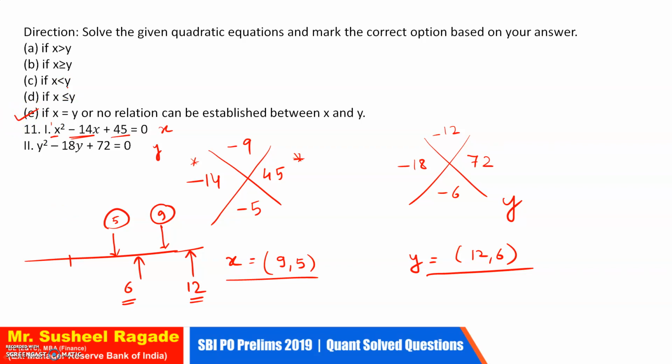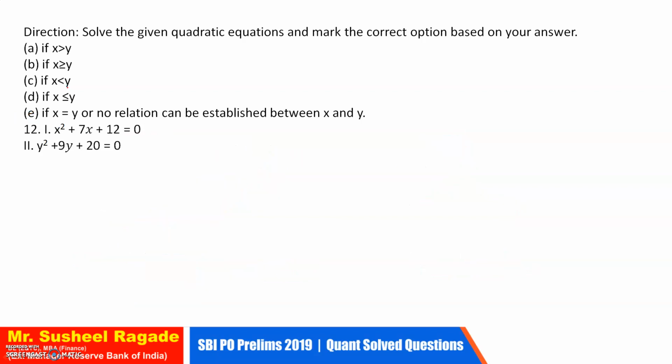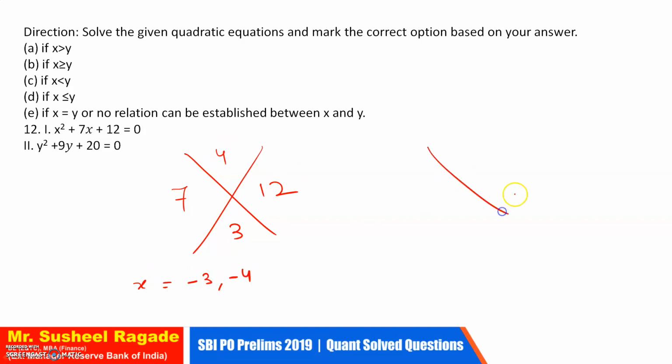Let us see the subsequent questions so that you will understand this method very clearly. Here you can directly write 7, it is 12, and 4 into 3 is 12. But we have to change the sign, so values of x are minus 3 and minus 4. Similarly for y, it is 9, this is 20, and this is 5 and 4, because 5 into 4 is 20 and 5 plus 4 is 9. So the values are minus 4 and minus 5.